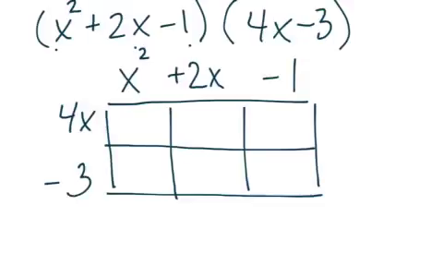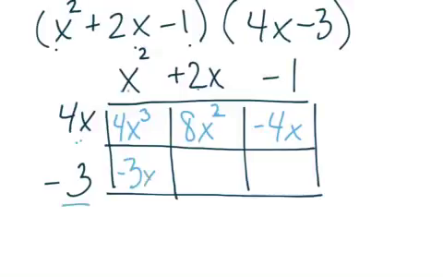So I'm going to do 4x times x squared is going to give me 4x to the third. 4x times 2x gives me 8x squared. And negative 1 times 4x gives me negative 4x. Moving down, I've got negative 3 times the x squared gives me negative 3x squared. 2x times negative 3 is negative 6x. And negative 3 times negative 1 is positive 3.